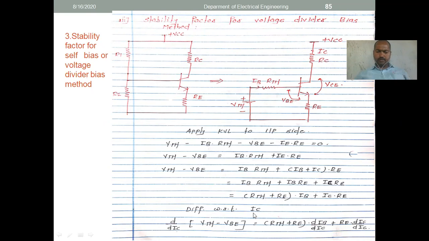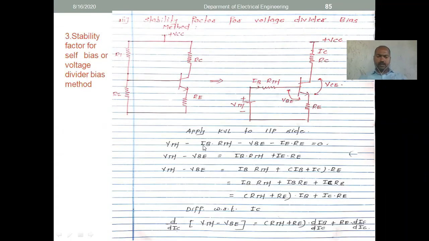So differentiating with respect to IC, d by dIC of (VTH minus VB), which is equal to... So (RTH plus RE), for that IB we have to use dIB by dIC, plus RE taking as a constant term, and this IC, dIC by dIC. So dIC by dIC is nothing but 1. So all other things: (RTH plus RE) into dIB by dIC plus RE has come across here.